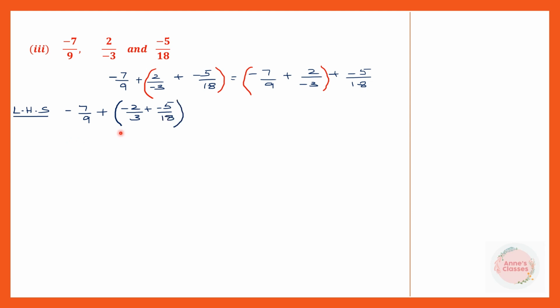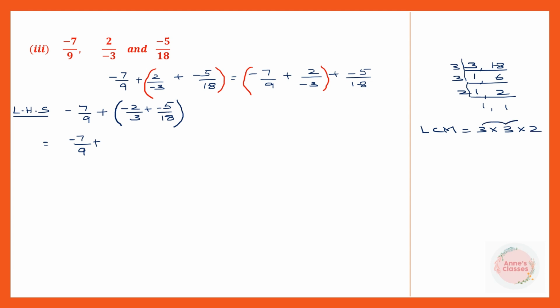So now we are going to simplify this. Here as you can see, denominators are different, so we need to find the LCM. This one remains the same in the beginning. So here this is minus 7 by 9 plus, now let's work out the LCM of 3 and 18. So begin with 3. 3 ones are 3. 3 sixes are 18. Continue with 3. 3 ones are 3. 3 twos are 6. Now you can use 2, 1 and 1. So our LCM will be 3 into 3 into 2. 3 threes are 9. 9 twos are 18. So the LCM is 18.